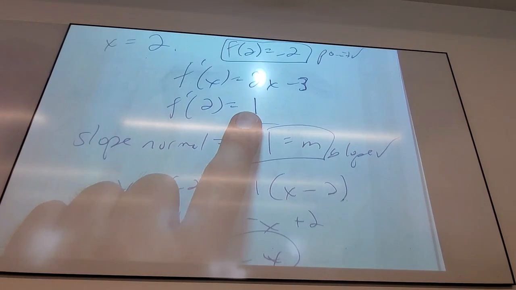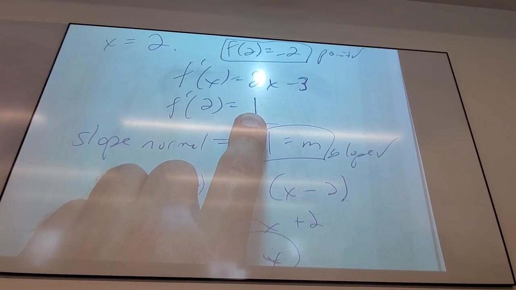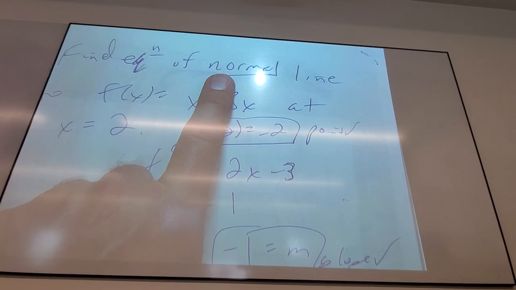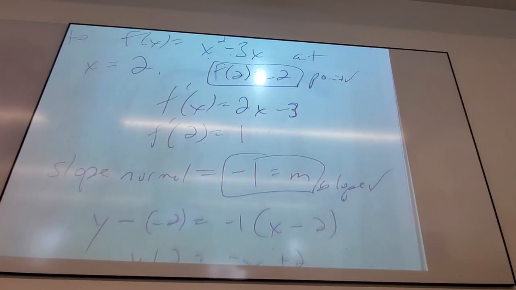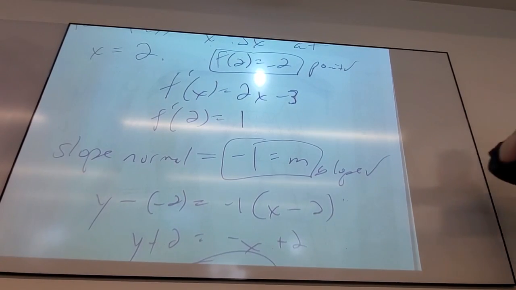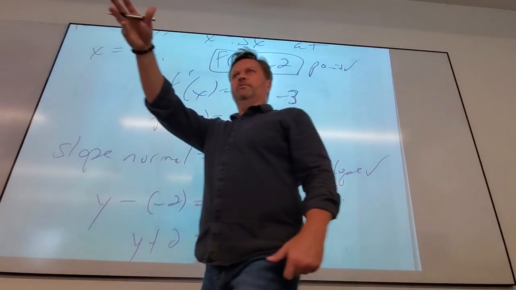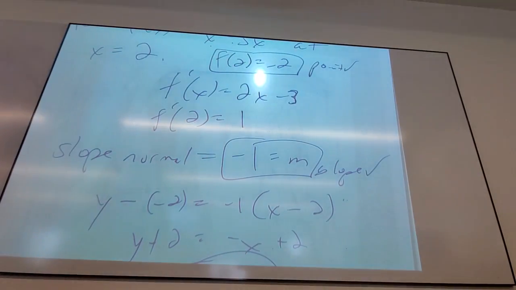So this was the tangential slope. The question wanted the normal line. Normal line is perpendicular to the tangential. Flip it, 1 becomes 1. Change the sign. Okay.